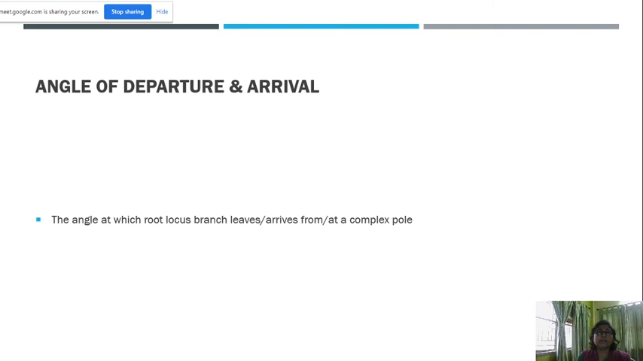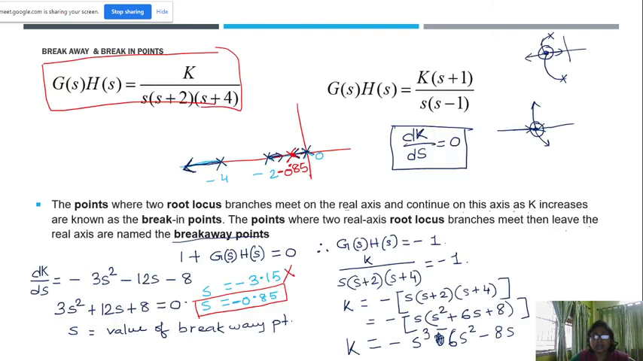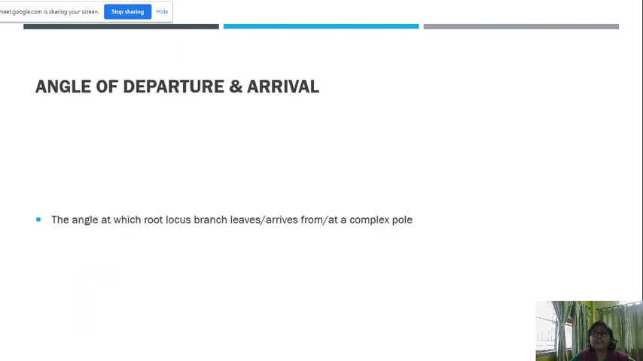Another important part is angle of departure and angle of arrival. Now what is angle of departure and angle of arrival? Angle of departure or angle of arrival can only be present if there is a complex conjugate pole. If there is no complex conjugate pole or no complex conjugate zero, you need not calculate angle of arrival or angle of departure.